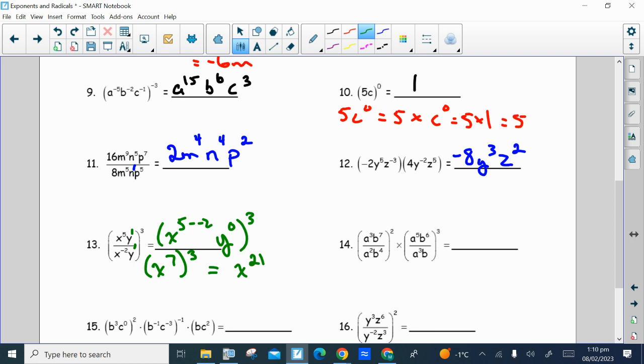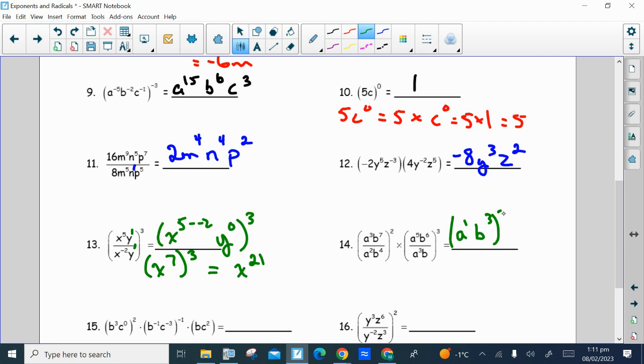Number 14, again, I'll do this in a couple steps. I'll start first by simplifying inside each bracket because I've got powers with the same base on both the top and bottom. So when you divide the a here, a to the 3rd divided by a squared, you subtract the exponents and keep the base the same. 3 minus 2 is 1, so you can write a to the 1 or just a. Same thing with the b. b to the 7th divided by b to the 4. You subtract the exponents and keep the base the same.